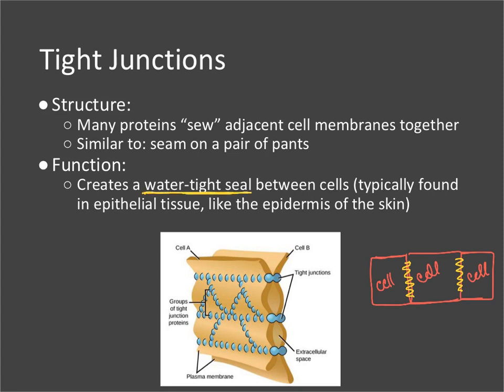So we see tight junctions in things like the epidermis of the skin. So your skin forms a solid sheet that's acting as a barrier. And so materials that are outside the cell, maybe something like a bacterium that shouldn't get deeper in the body, are not going to be able to pass through those tight junctions. So it's going to stay on the surface of the skin and ultimately be killed maybe when you wash your hands.